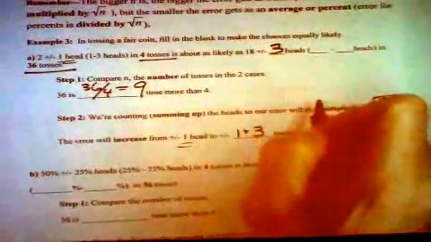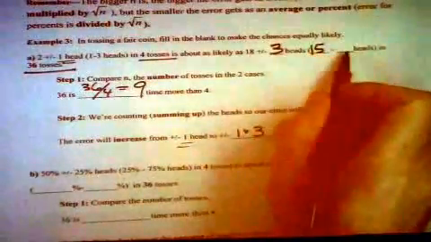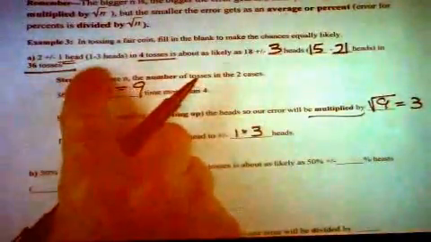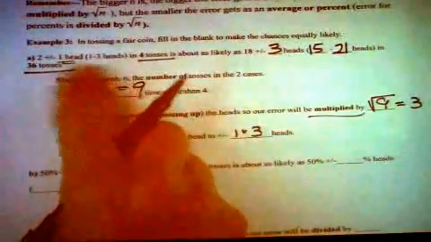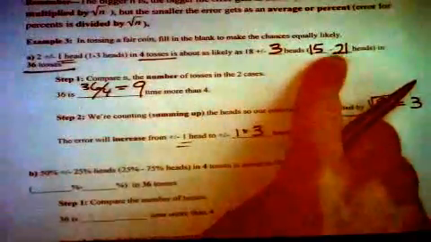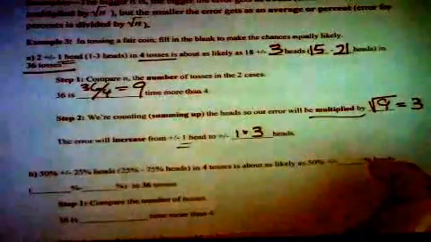3, which is between what and what? 15 and 21 is the same as between 1 and 3. The chances of getting between 1 and 3 heads is the same as getting between 15 to 21 heads. Does that make sense now? All right, let's do the next one.